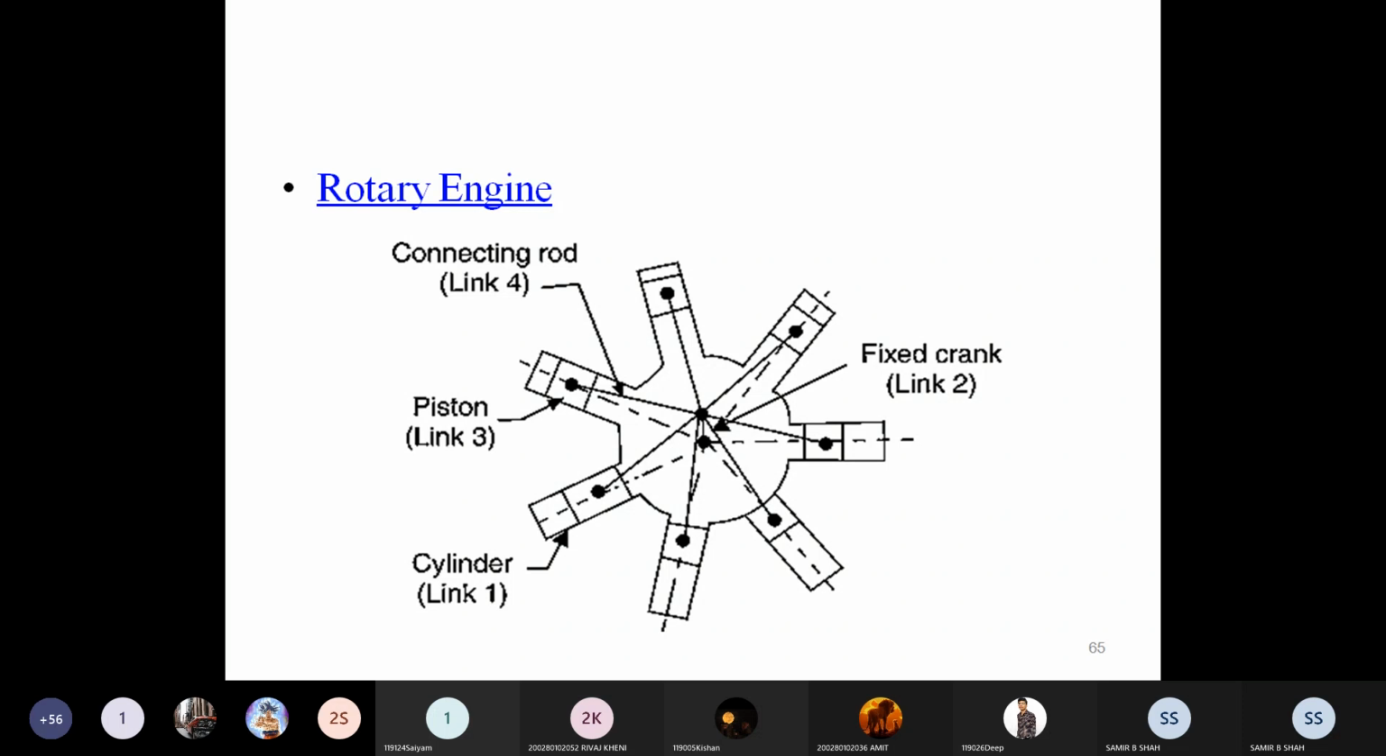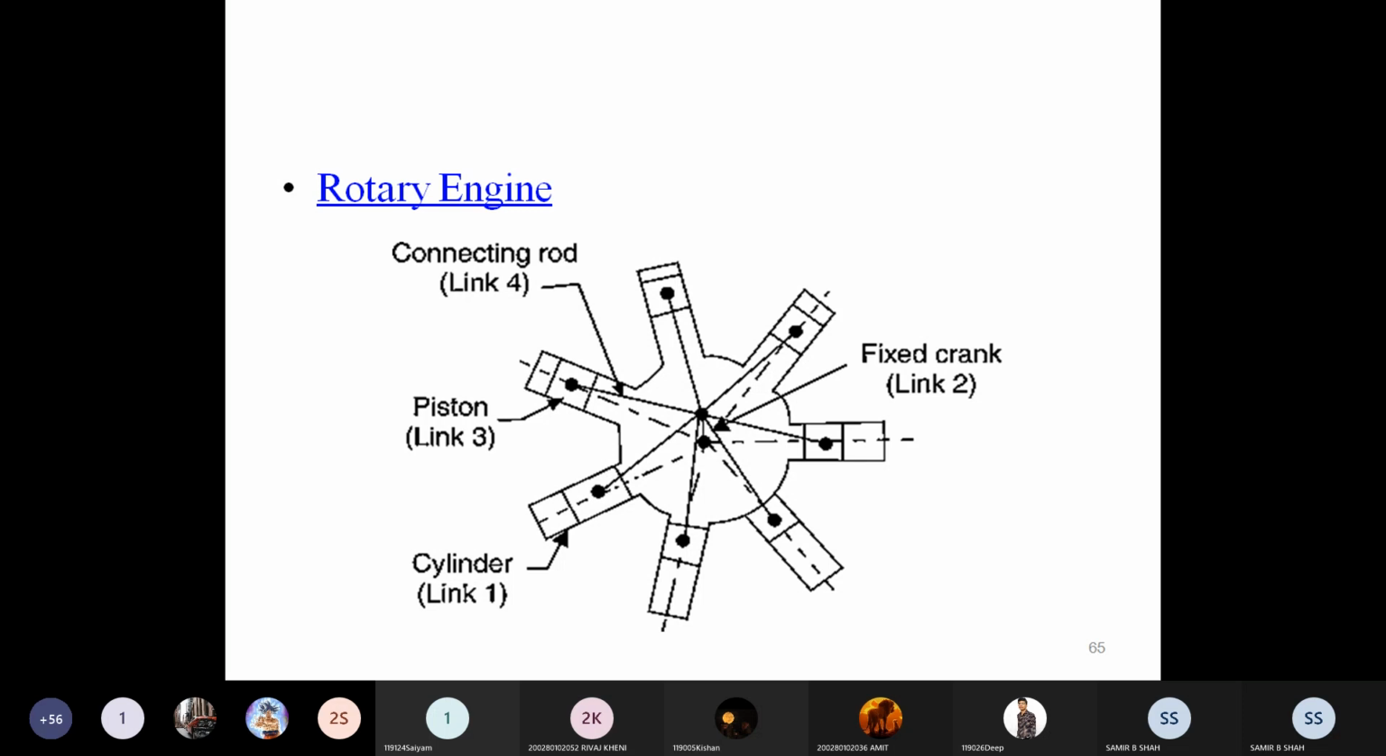Now, next one is the rotary engine. You can see the figure. From the figure, you get the idea that there are 1, 2, 3, 4, 5, 6 and 7, almost 7 cylinders. Where 7 cylinders with pistons are used, we prefer to use the rotary engine mechanism.